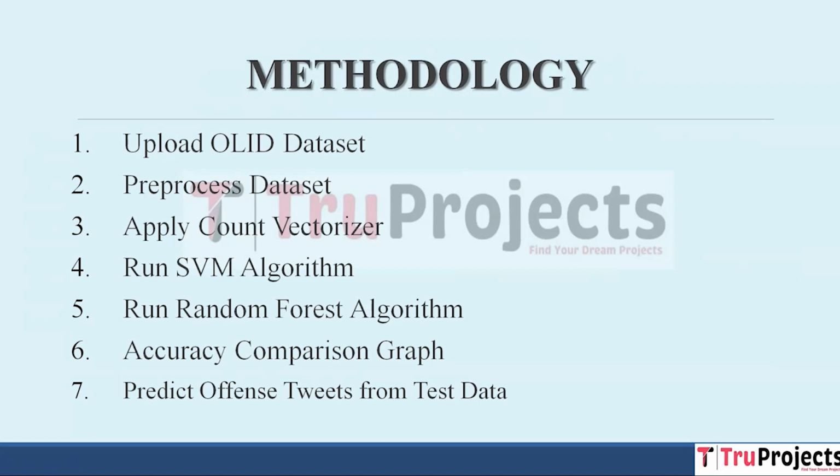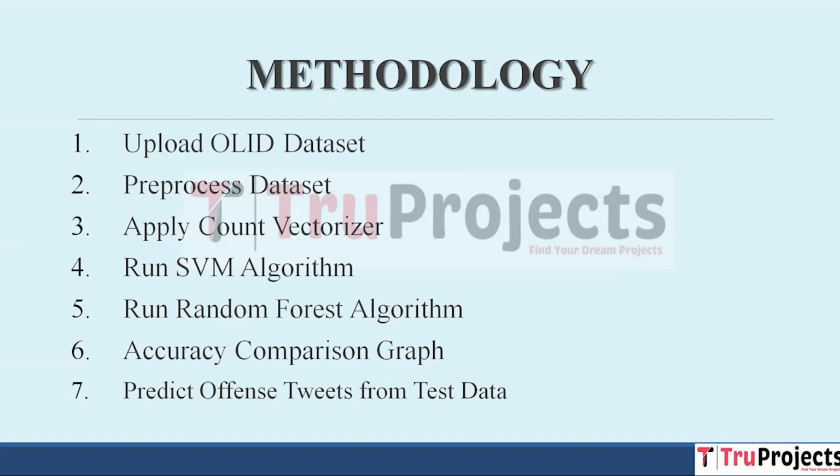Fifth module is Run Random Forest algorithm. Random forest is another classification algorithm that works by creating multiple decision trees and combining their outputs. Each tree is trained on a subset of the data and features, introducing randomness to the process. The ensemble of trees produces more robust and accurate predictions.